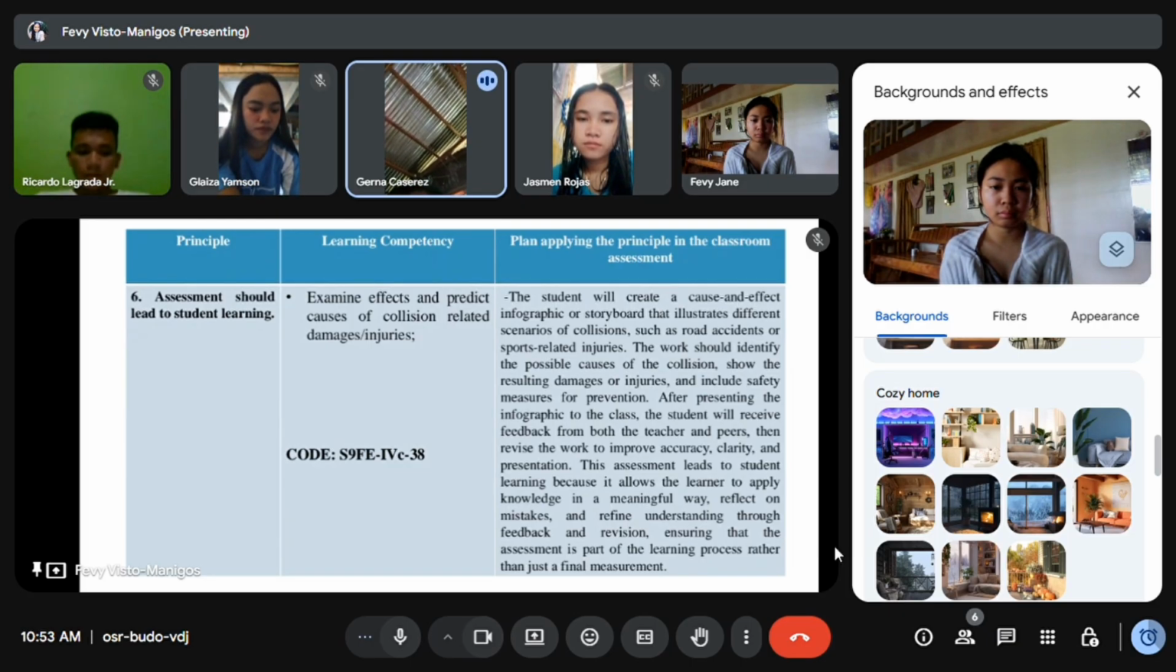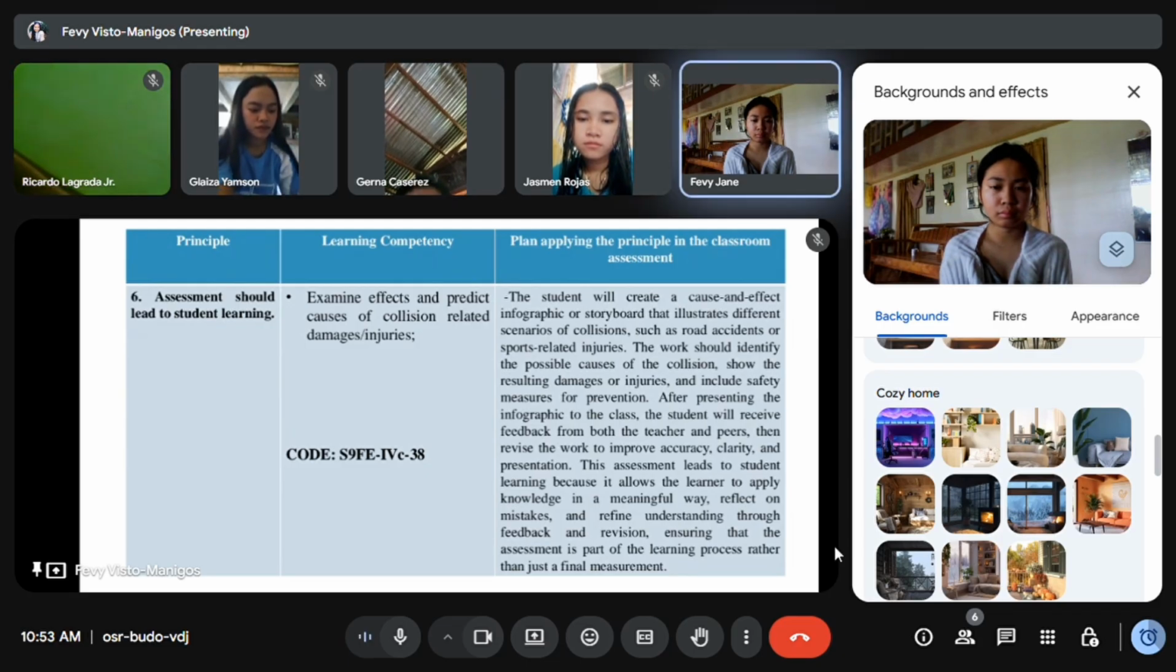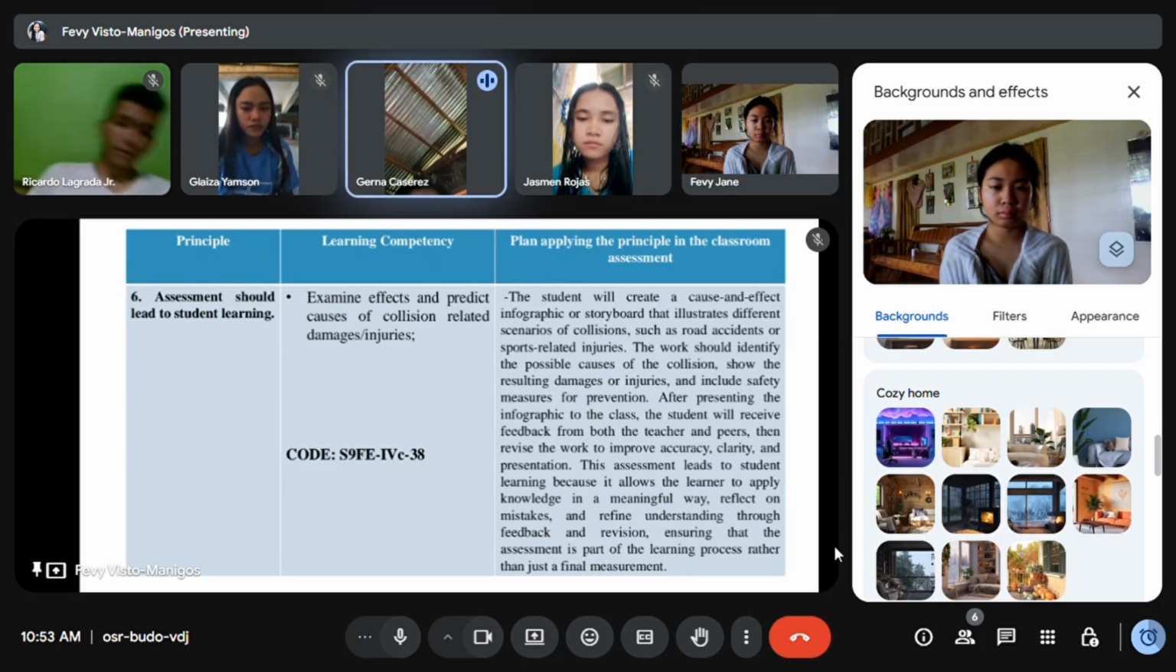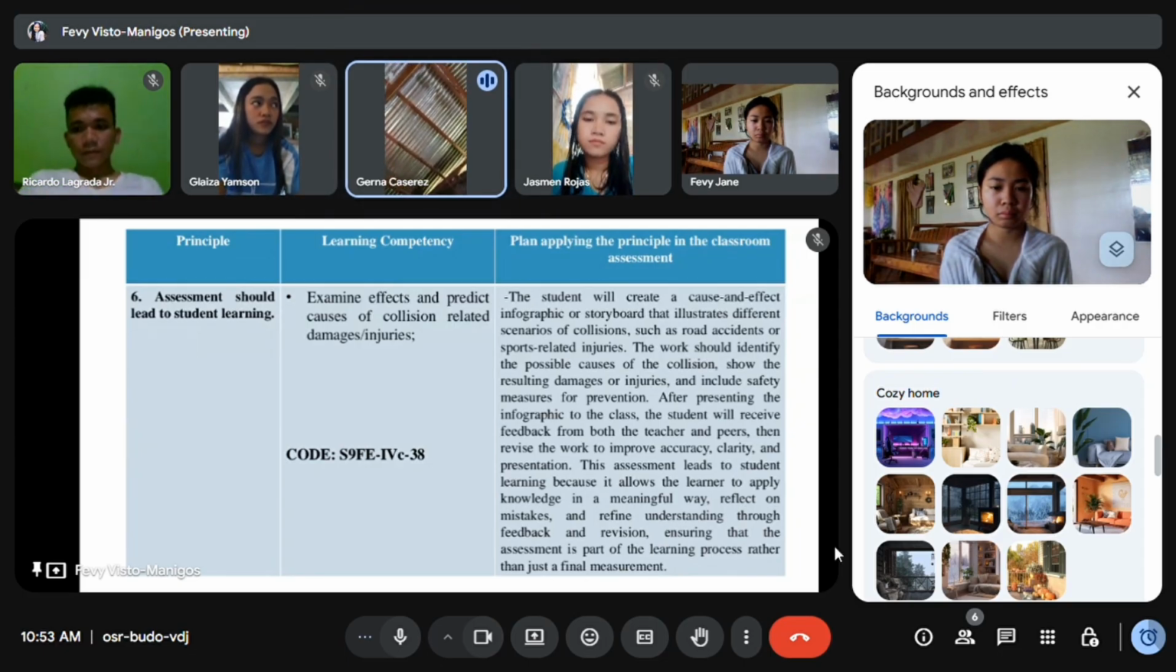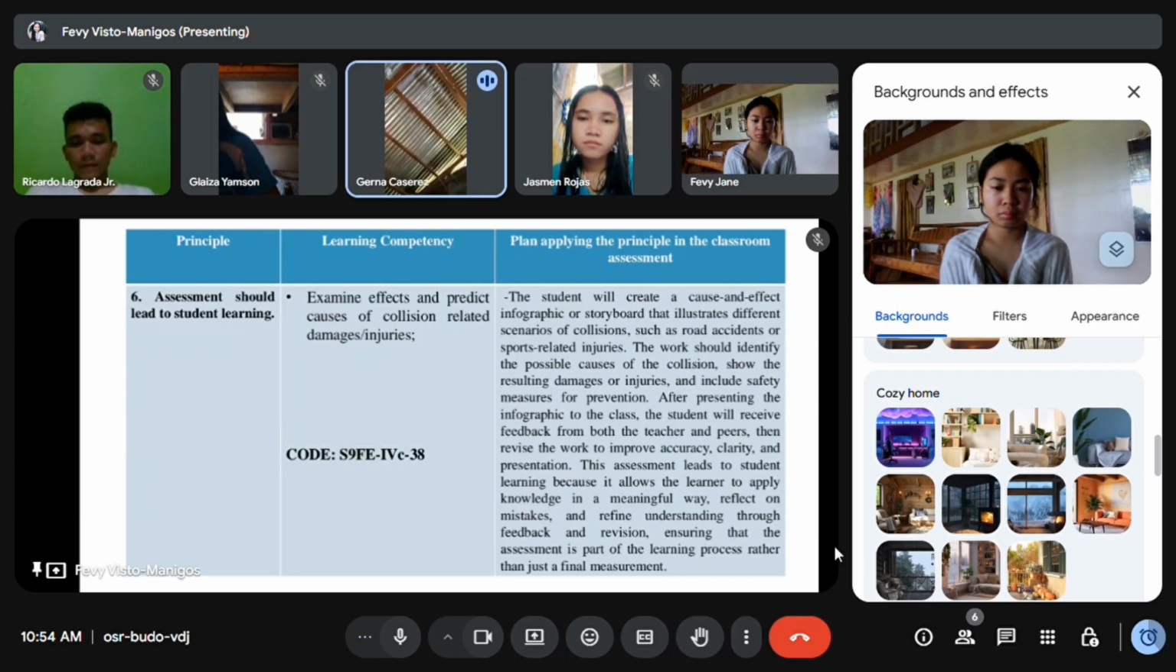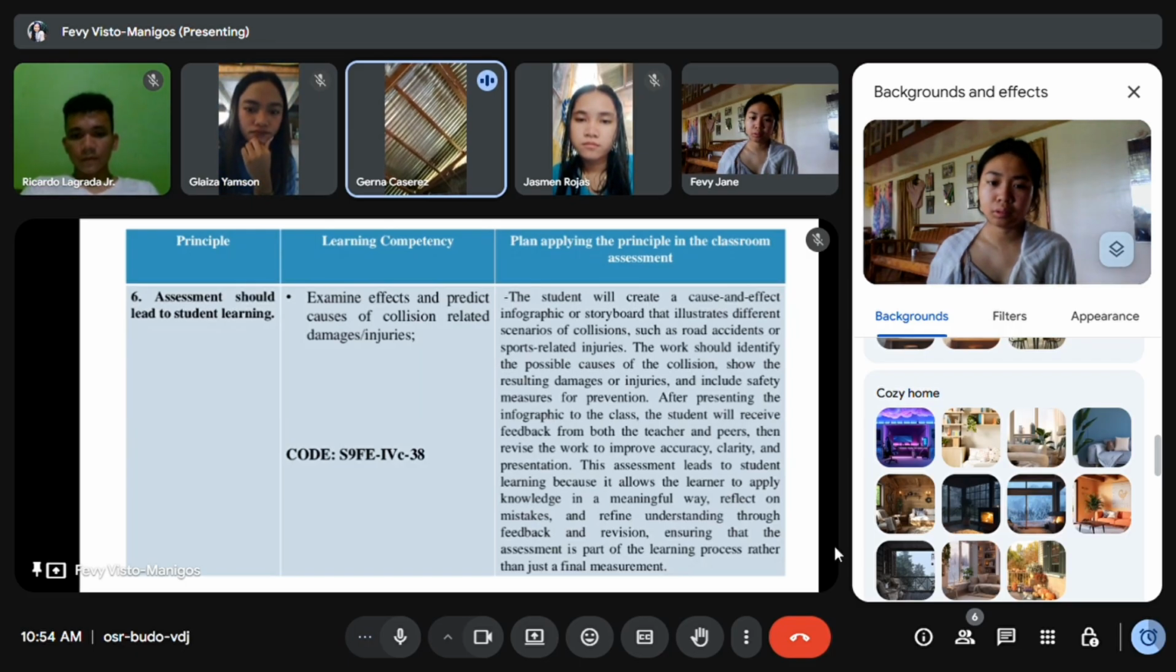for prevention. After presenting the infographic to the class, the student will receive feedback from both the teacher and peers, then revise the work to improve accuracy, clarity, and presentation. This assessment leads to student learning because it allows the learner to apply knowledge in a meaningful way, reflect on mistakes, and refine understanding through feedback and revision, ensuring that the assessment is part of the learning process rather than just a final measurement. That's all.